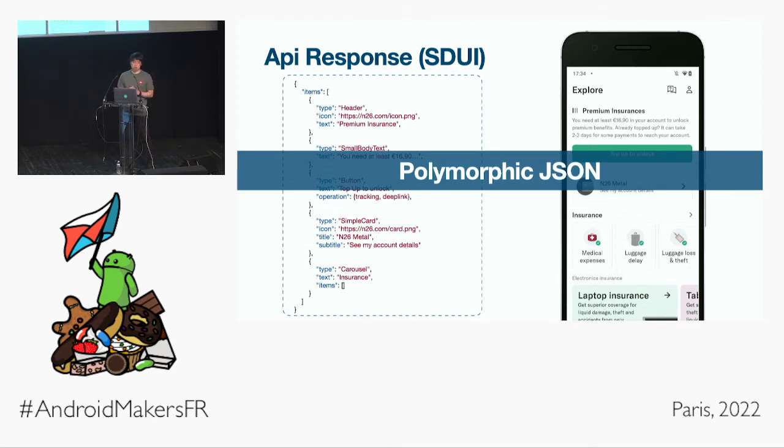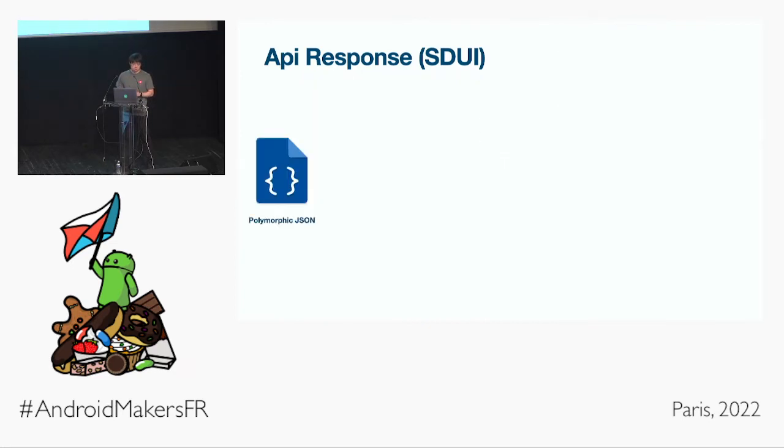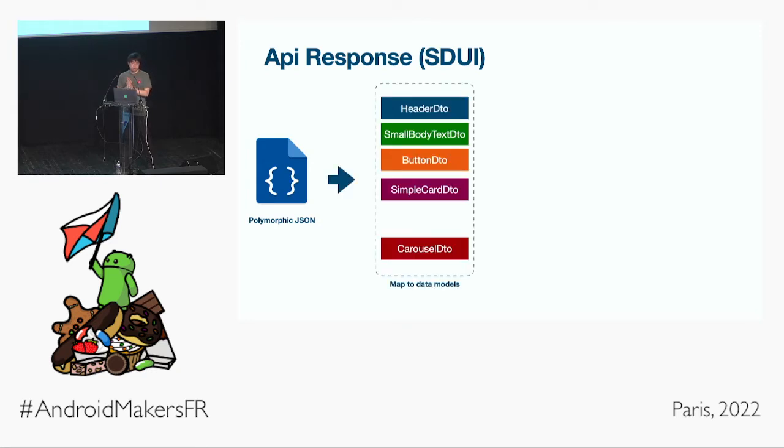So I will give you now an overview of how server-driven UI works. This is the API response, this polymorphic JSON, and we need to map this polymorphic JSON to a DTO, to response objects. That is this one: header DTO, small body text DTO. You can call it response, data model, any name that you feel better. In my case, I just write DTO to fit in the slides.